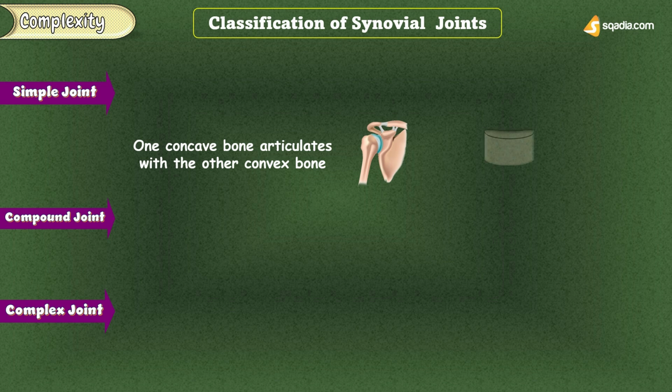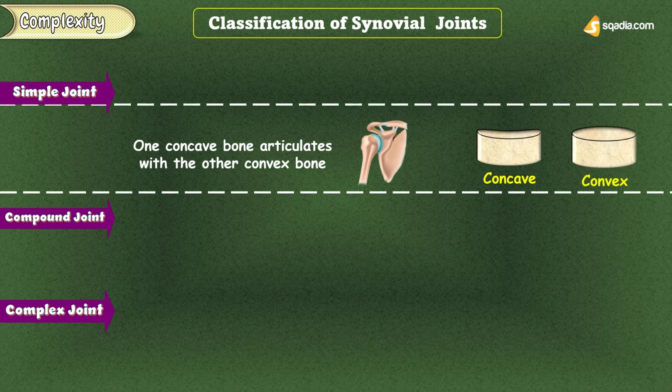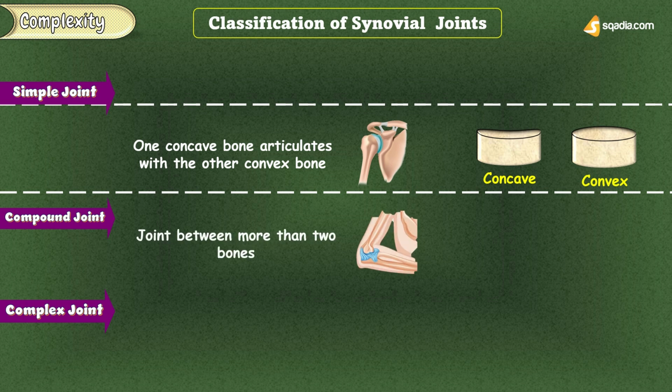A concave surface is one that has a shallow depression in it, and a convex surface is one that is curved or rounded outwardly. Next is a compound joint. These are the joints that are formed by more than two bones articulating together. For example, the elbow joint, in which the humerus articulates with the ulna and radius.